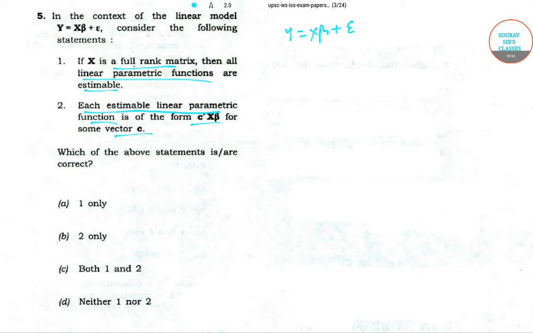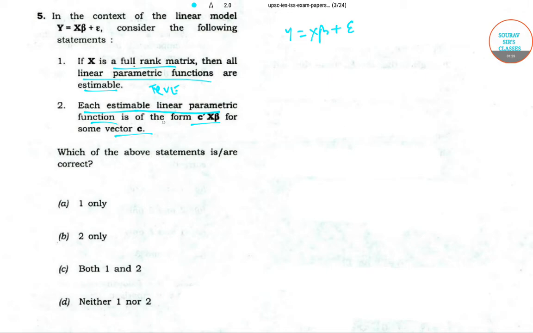Now let us analyze the statements one by one. Statement 1: X is a full rank matrix, then all linear parametric functions are estimable. Well, this is true, because since X is a full rank matrix, you have information about all the data that is given to you and nothing can be truncated from here, that is, there is no loss of information, and thus all the linear parametric functions are estimable.